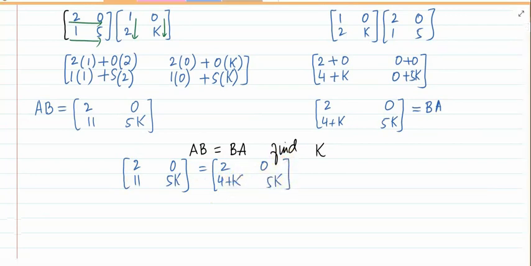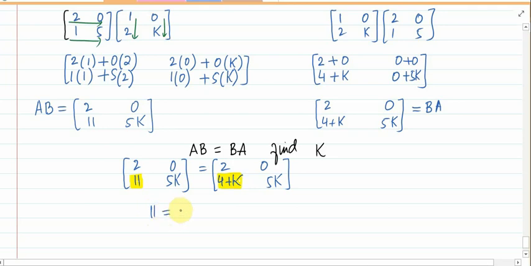We need to find the value of K. That means we need to equate these two, right? So it will be 11 is equal to 4 plus K, and 4 moves to the left side, it will be 11 minus 4 is equal to K, and K is equal to 7. That is your answer. So that's how we find the value of an unknown by equating the matrices, right?